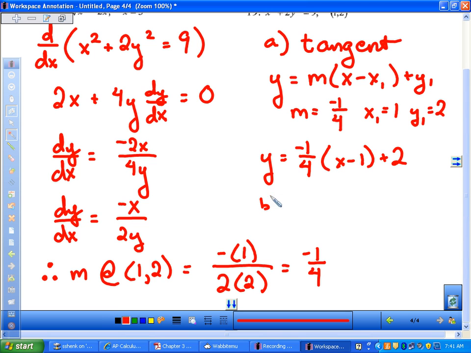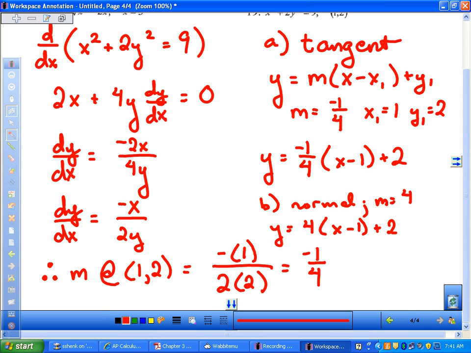Part B, the normal. We don't need to rewrite our point-slope formula again. We just need to say what different values we're going to have. Slope is now going to be positive 4. x and y are going to be the same though, so we get y equals 4 times (x minus 1) plus 2.